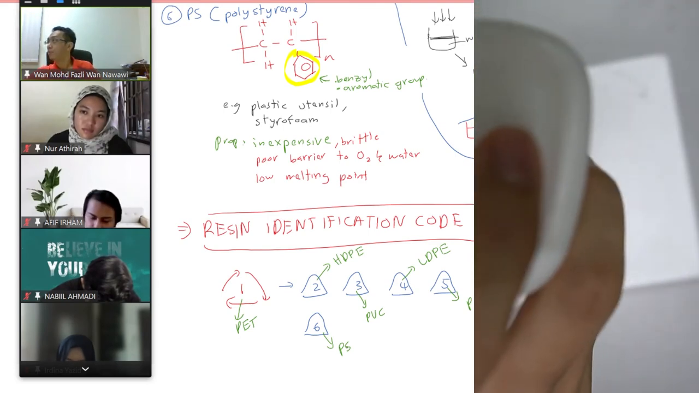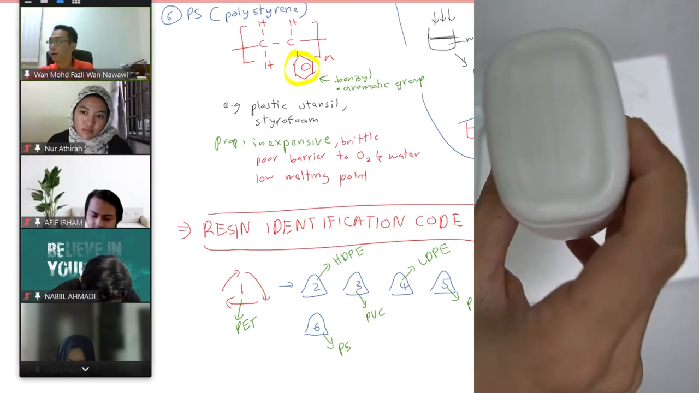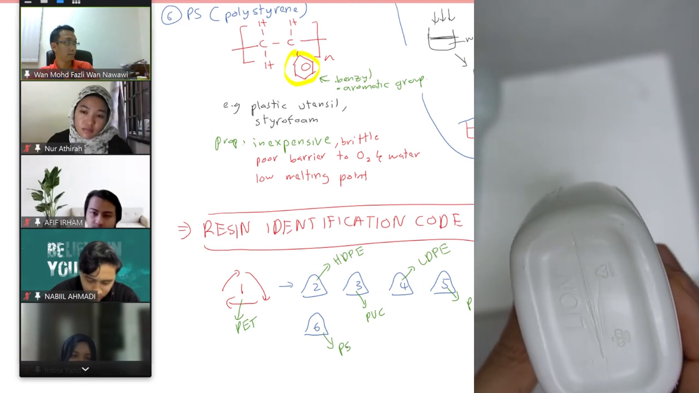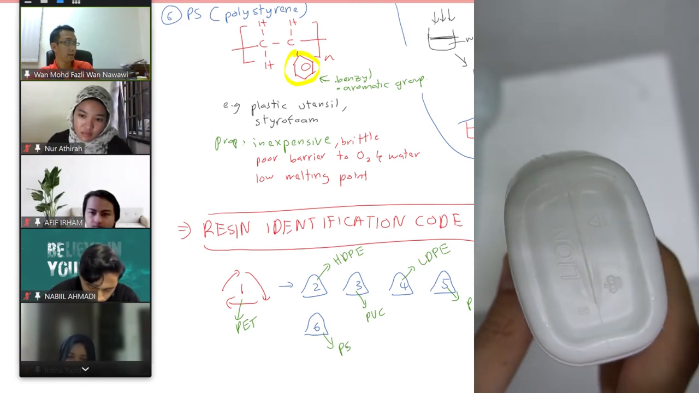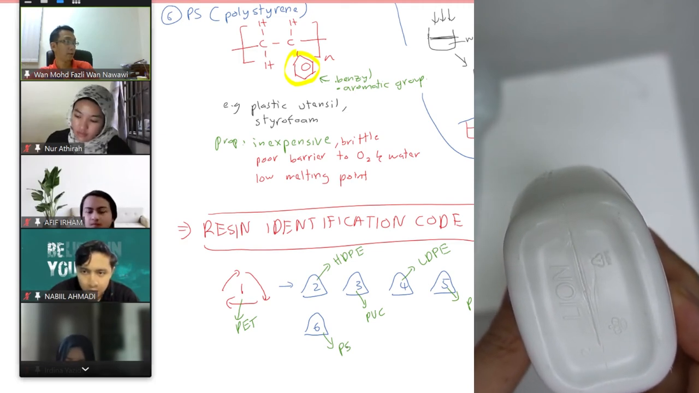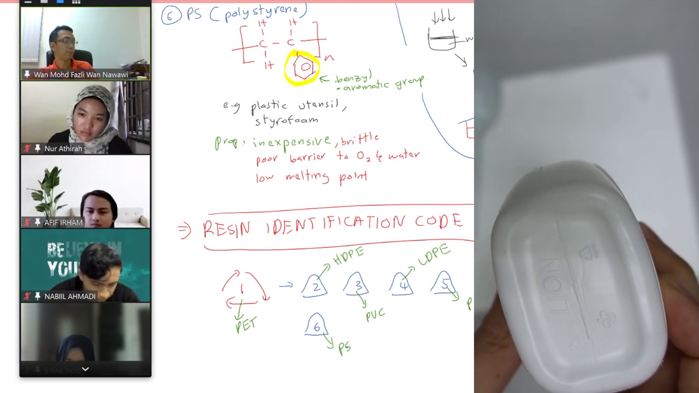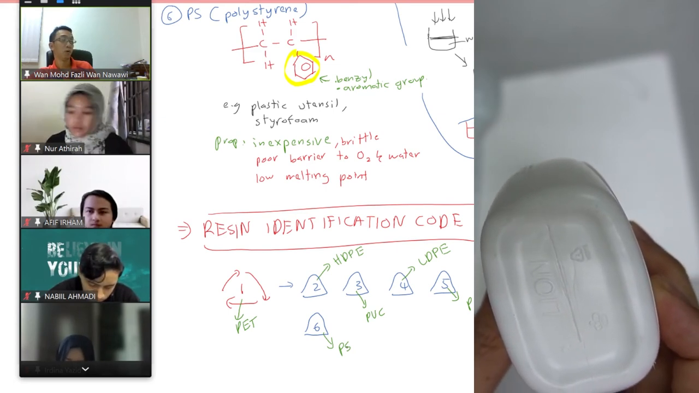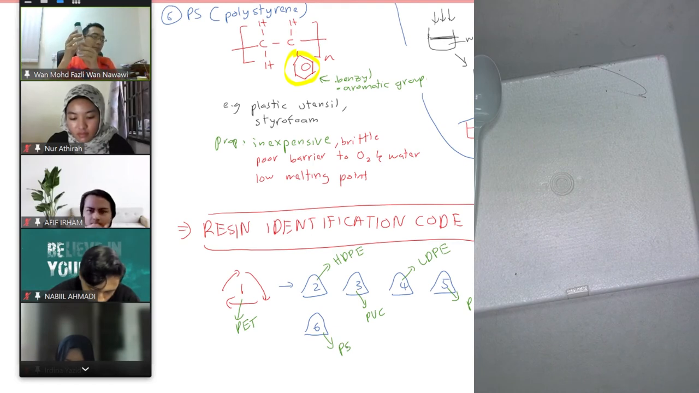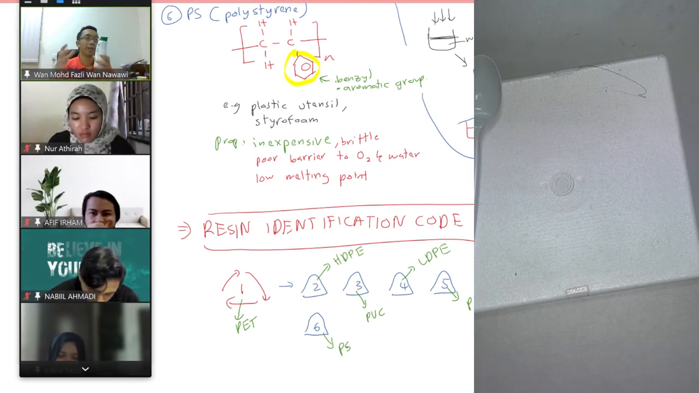So for example here, down there, I don't know whether you can see it because my camera is there, but that is a number 2 HDPE. Sometimes they don't put the number, they just put the name HDPE. When people want to recycle and reuse this plastic again, they need to sort everything, all the HDPE together, so it makes life easier for the recycler. If not, you cannot get pure HDPE again.